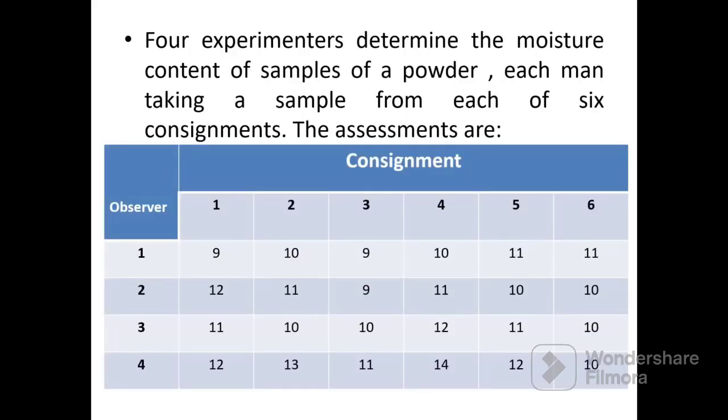So this example has been considered here. Consignment is factor A, we can say, and observer is factor B. So how many classes does consignment have? 6. Okay, and for observer, there are 4 observers. So here we are considering all the consignments are equal and all the observers are equal. So we'll be calculating sums of square due to factor A, that is consignment, as well as sums of square due to factor B, that is observer.